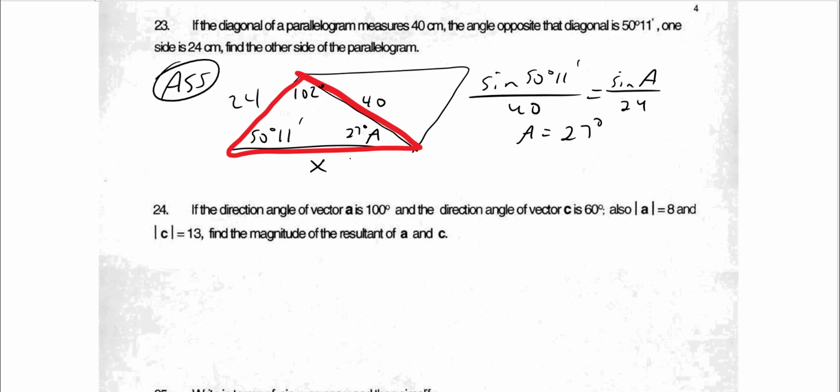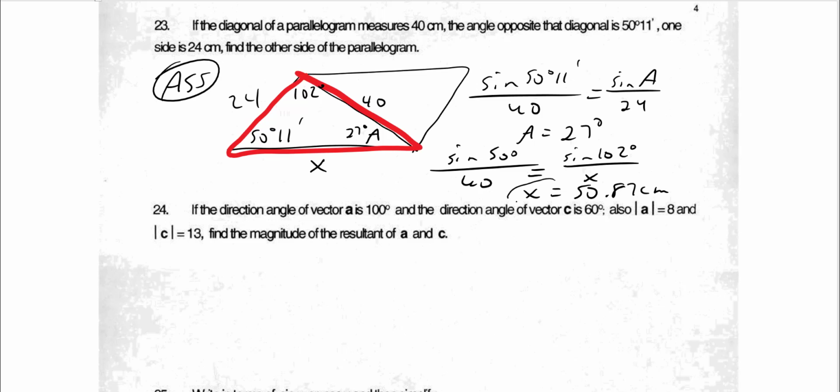So this is just like a regular angle side side problem. I'm running out of room here. Sine of 50 degrees over 40 is equal to sine of 102 over x. So x comes out to be 50.87 centimeters.